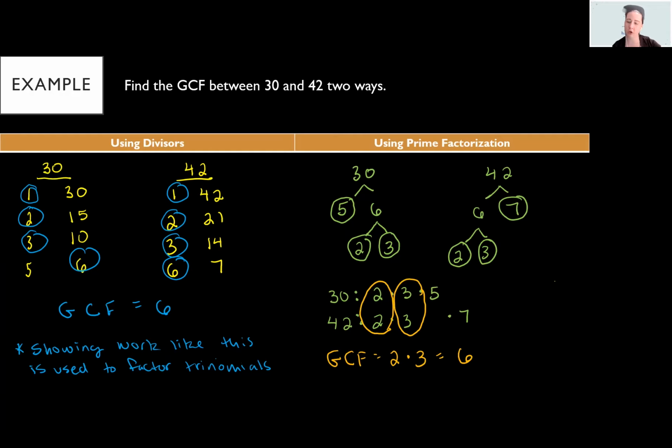So since they both don't share a 5 or a 7, you can't divide out a 5 or divide out a 7. So it's not in common because we're looking for the greatest common factor. So when you're looking at the prime factorization method, you're looking for the numbers that are in common, and then you're building up to the greatest by doing the multiplication.